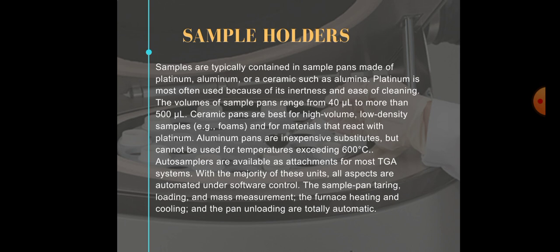Autosamplers are available as attachments for most TG systems. With the majority of these units, all aspects are automated under software control. The sample pan taring, loading, and the mass measurement, the furnace heating and cooling, and the pan unloading are totally automatic.